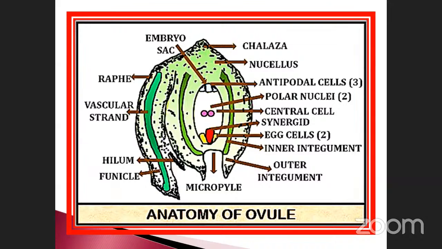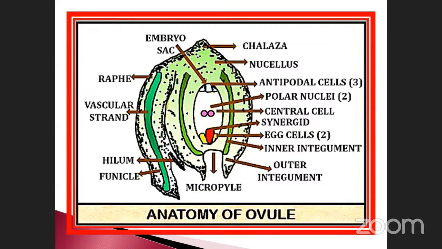In the center there are the synergid cells. Synergids or egg cells: this one is called the synergid. The egg cell is present in it too; the yellow one is the egg cell. The synergid cells are also present. This is called the polar nucleus.